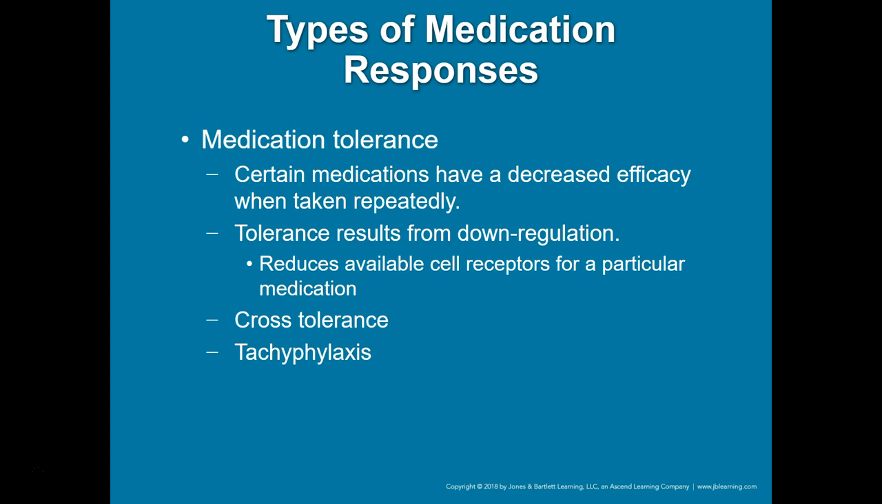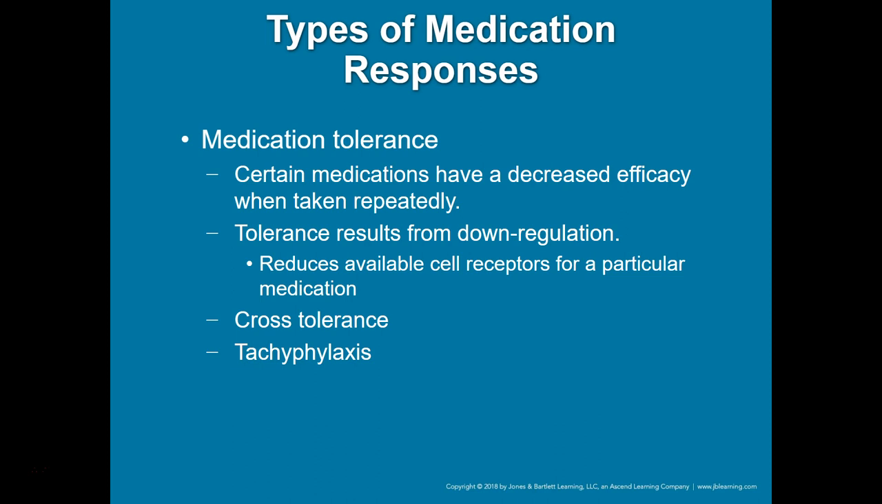If you take a narcotic long term, you're going to require higher and higher doses of it to make it as effective. Tolerance results from either a downregulation or an upregulation, but typically downregulation of the available cell receptors for a particular medication. So the body says, hey, I'm being given this medication, I don't need to produce it as much, and I don't need as many cell receptors because I've got so much of it already in the body. So your body downregulates and isn't producing as much on its own. So it could cause some tolerance there.